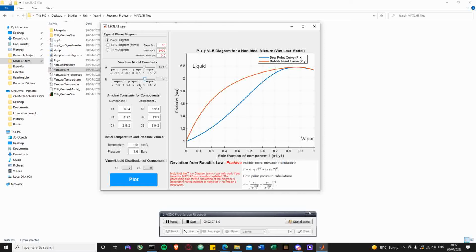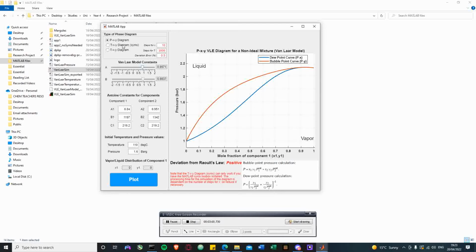For experimental testing, these two values A and B can be quite useful. If you have an experimental model that you want to verify follows the Van-Laar model or another model, what you can do is modify the A and B values and compare the plots to the experimental plots to see which model it follows.